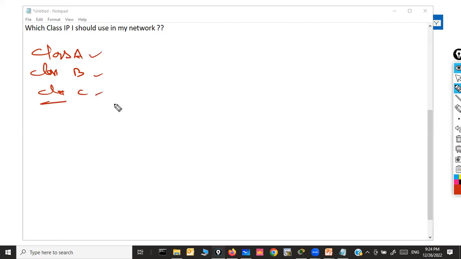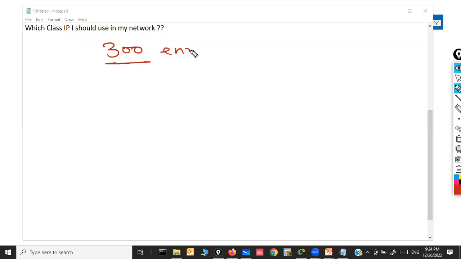Let us assume we also understand the private IP ranges in different classes. We understand that, but which class, A, B, or C, and why? Now let me take one example. Let's say you have 300 end hosts or computers. Host means everything: computers, your mobile phone, laptop, desktop, servers. Total 300 devices you have.